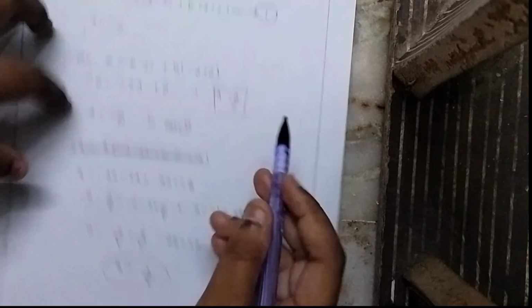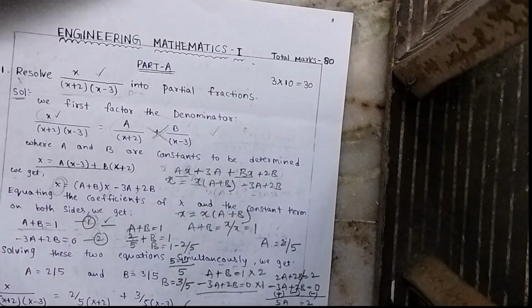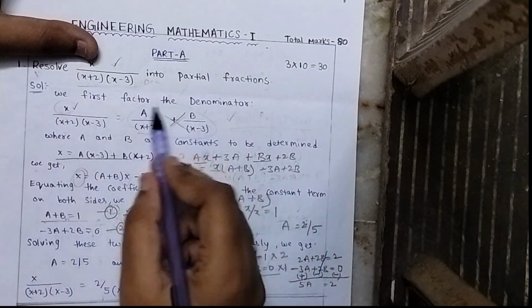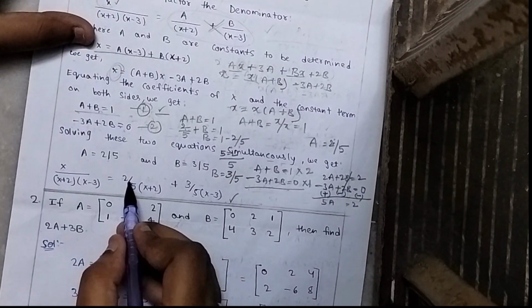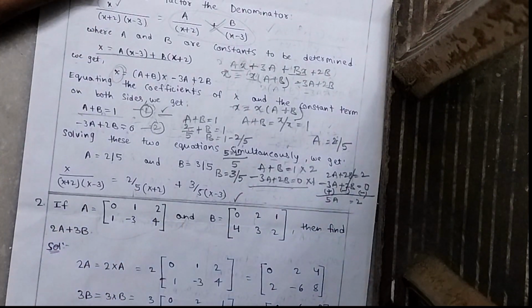Substituting a and b in this equation, we get x by (x plus 2) into (x minus 3) equals 2 by 5 into (x plus 2) plus 3 by 5 into (x minus 3).